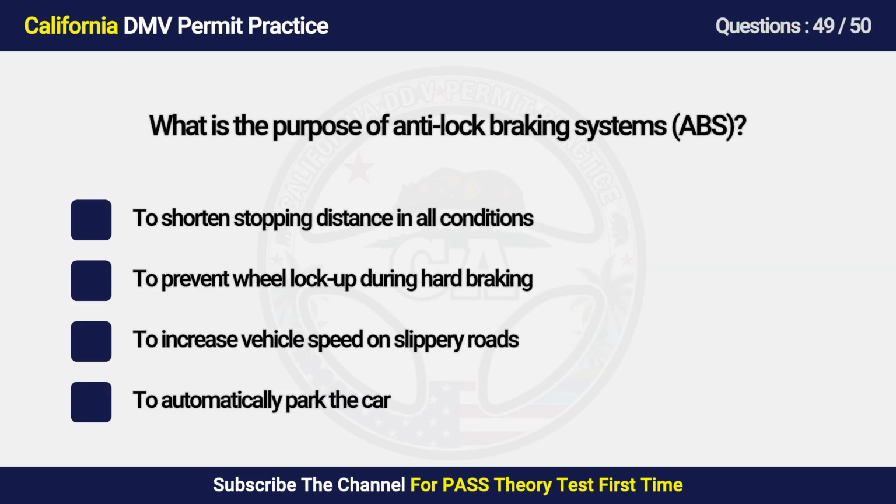Question 49. What is the purpose of ABS braking systems? A. To shorten stopping distance in all conditions. B. To prevent wheel lockup during hard braking. C. To increase vehicle speed on slippery roads. D. To automatically park the car.